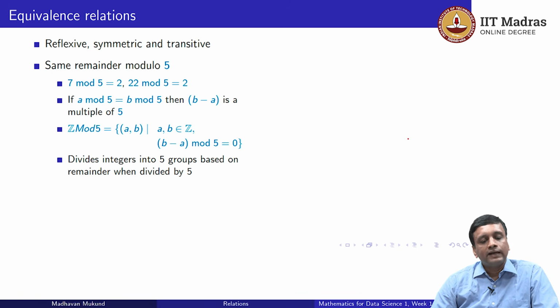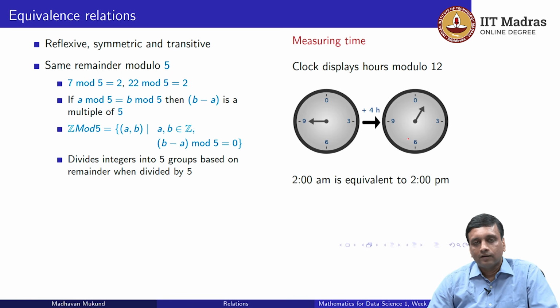Now this divides the integers into 5 groups based on the remainder. So there is the group of numbers which are divisible by 5, they have remainder 0. Those like 6, 11 and all which have remainder 1, 7, 12 and all which have remainder 2 and so on. So we have 5 possible remainders 0, 1, 2, 3, 4 and therefore this divides the set of integers into 5 disjoint classes.